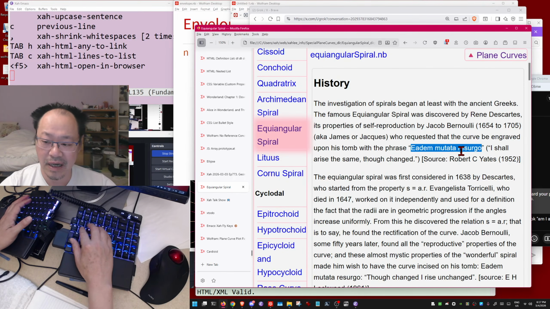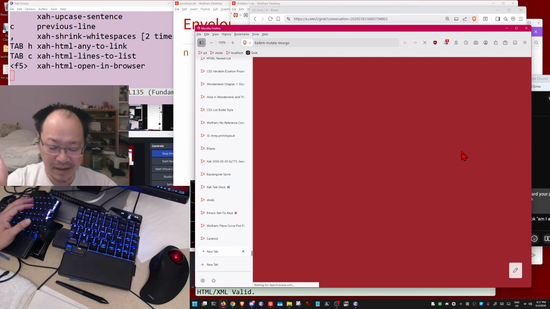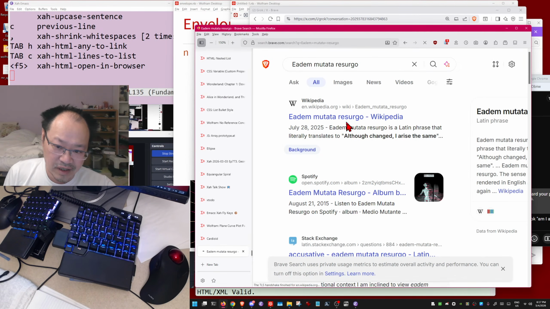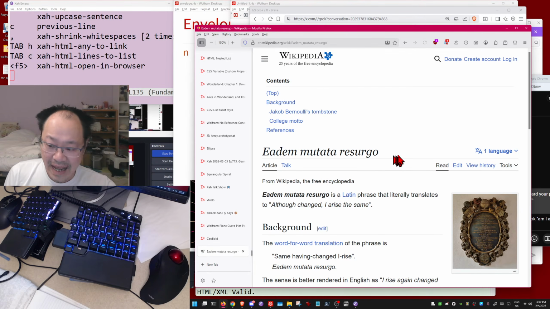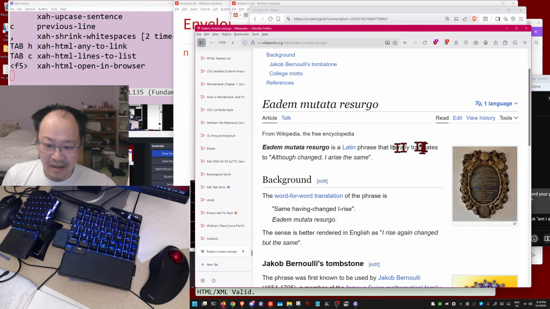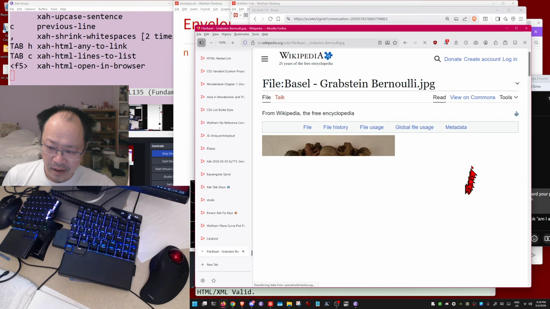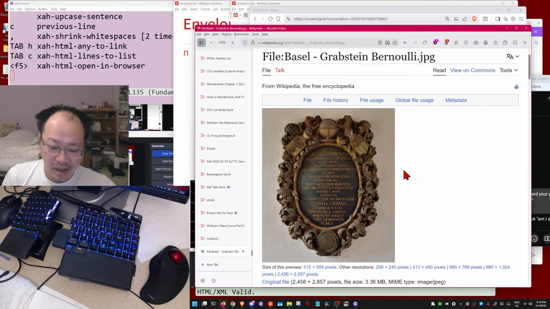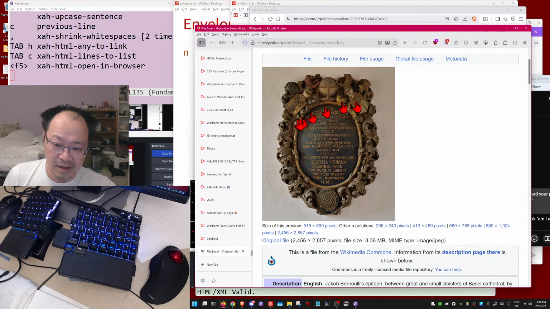I talked about this before, like two years ago or so. But let's show it again. So you see, this is Latin. It means, although changed, I arise the same. Okay, so that's a tomb, or how do you pronounce it? Tomb on this mathematician's grave.